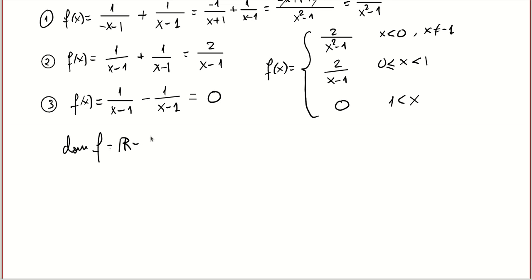Alright, so the first thing that we know about this function then is that the domain of f is R minus plus and minus 1, right? The 2 points where the function is not defined. Otherwise, it's got this definition in three pieces, right?